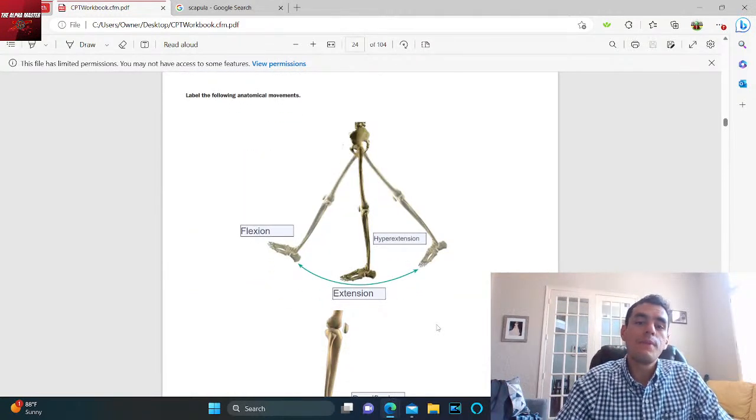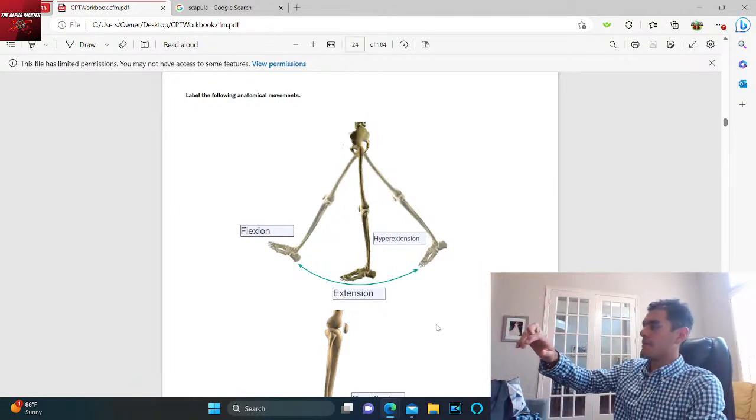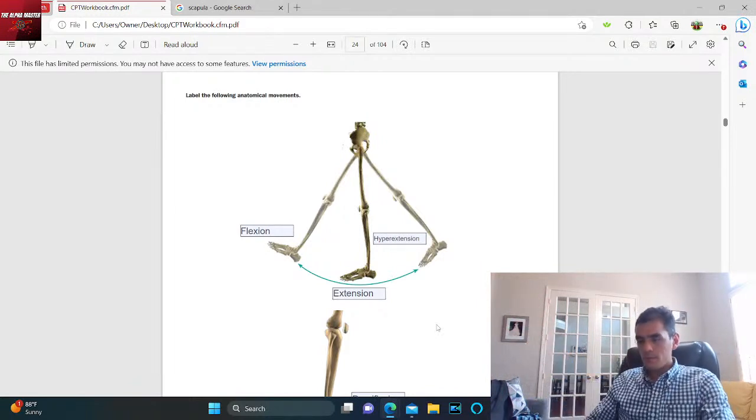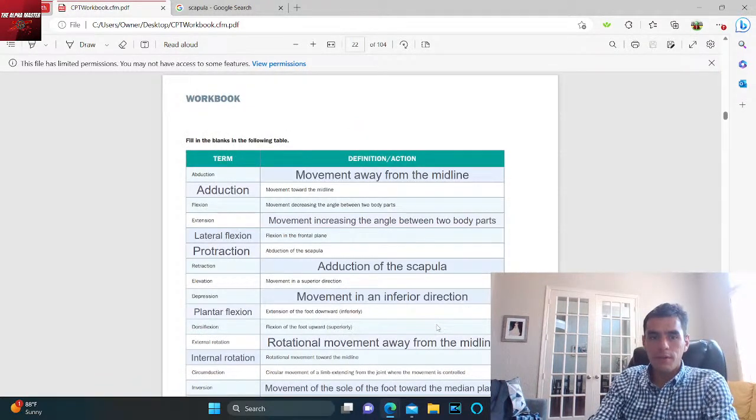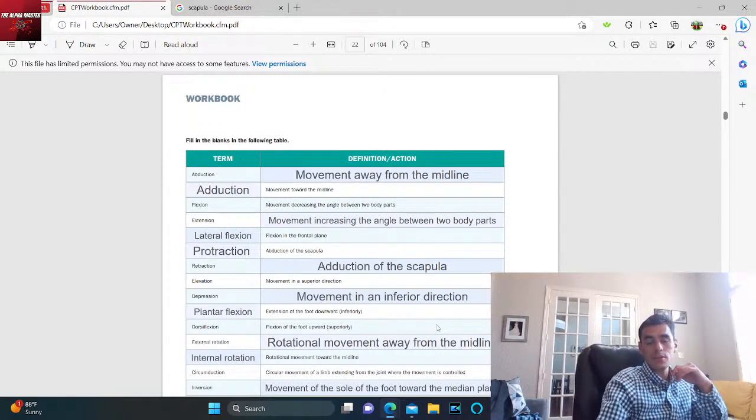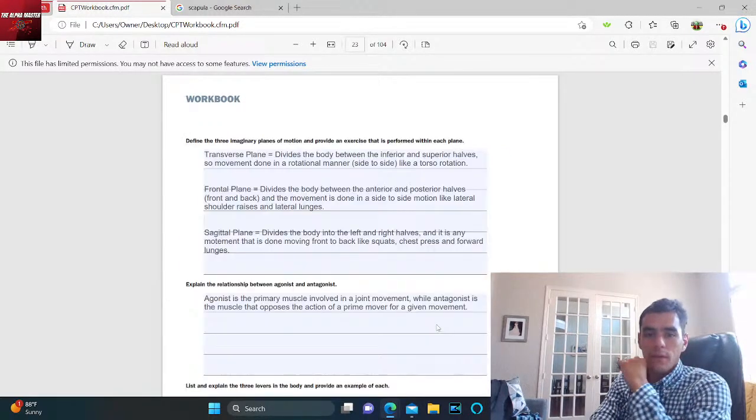The following anatomical movements: you have flexion, where you're decreasing the angle between two body parts, and extension, increasing the angle between two body parts.